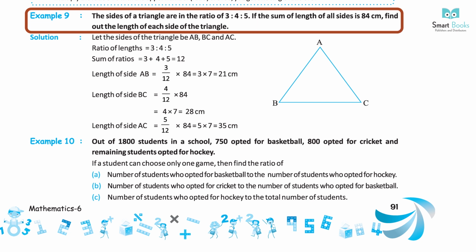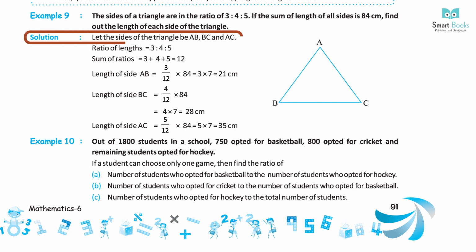Example 9. The sides of a triangle are in the ratio of 3:4:5. If the sum of the lengths of all sides is 84 cm, find out the length of each side of the triangle. Solution. Let the sides of the triangle be AB, BC and AC. Ratio of lengths equals 3:4:5. Sum of ratios equals 3 plus 4 plus 5 equals 12.